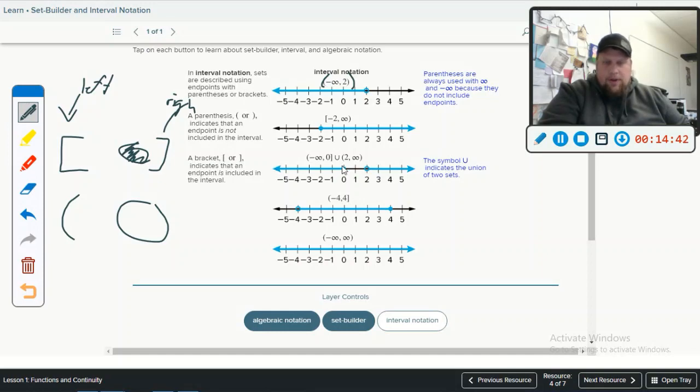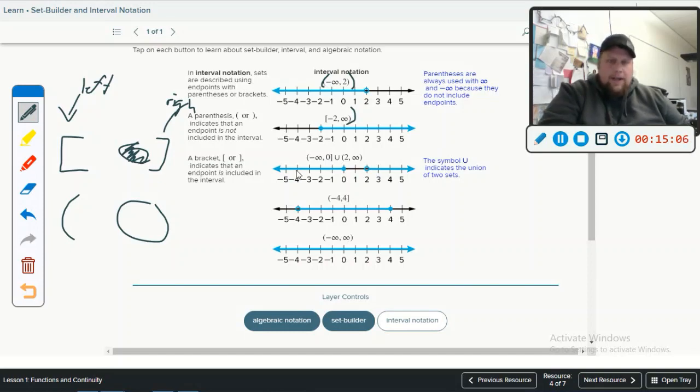Okay. Now right here, notice we're going to include -2. So it's the bracket on the left side with -2 because it's saying include -2. But then we're going to go all the way to the right, so we're going to go up to positive infinity, which has that parentheses because you can't set an endpoint on infinity.